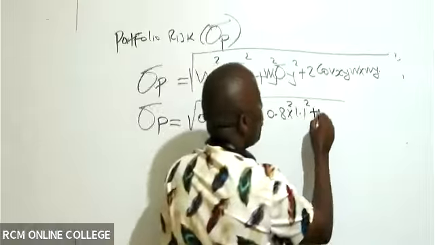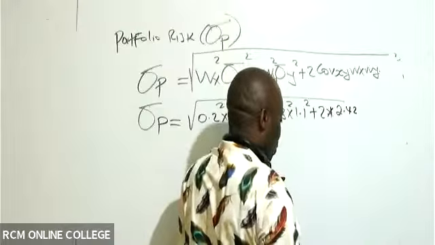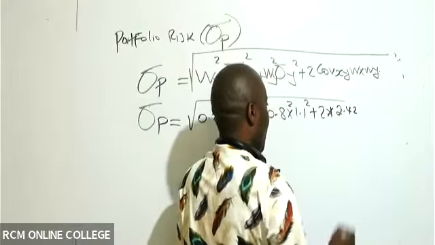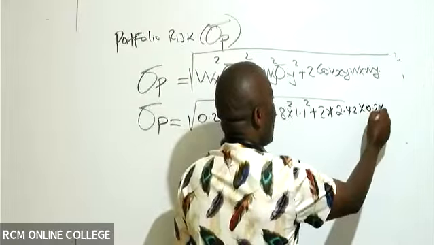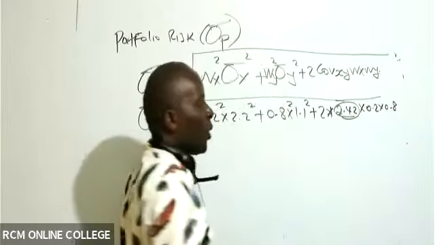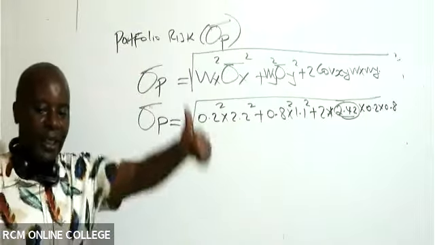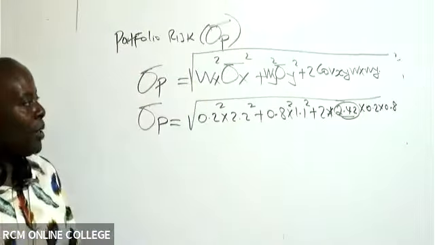Plus, ladies and gentlemen, twice the covariance, which was 2.42 if I'm not wrong, times 0.2 times 0.8. Please confirm this to me. The covariance between X and Y, was it 2.42? Yes, thank you so much.